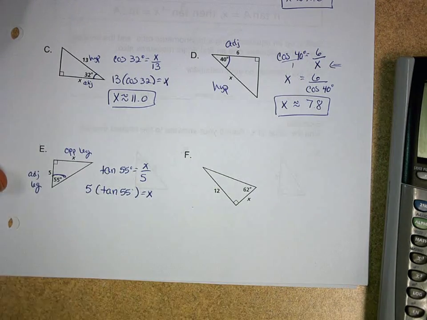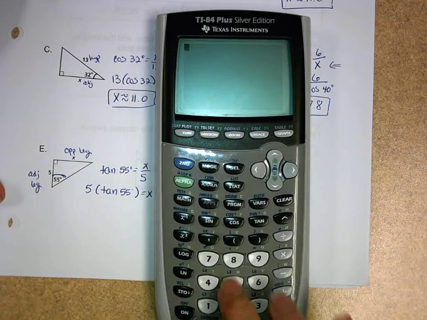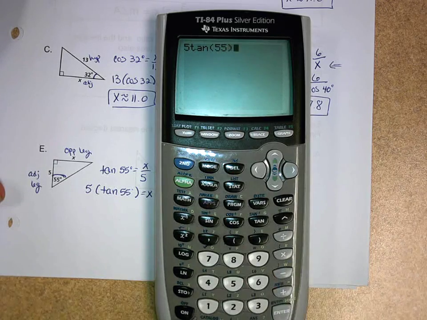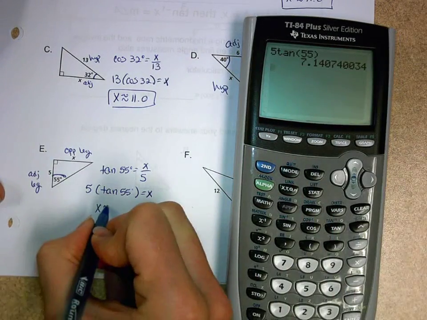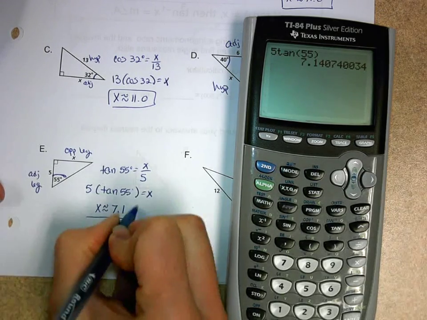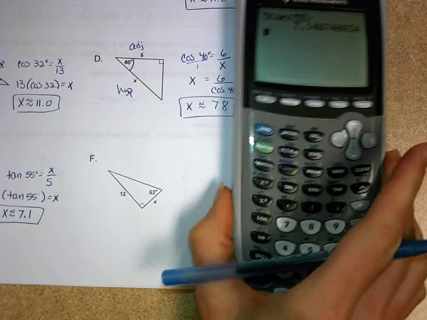Okay, then go ahead and punch it into your calculator. So I'm going to put it in here. I'm just going to go 5 tangent 55, close it, and you get 7.1. So x is approximately 7.1. Not too bad. Now let's look at f.